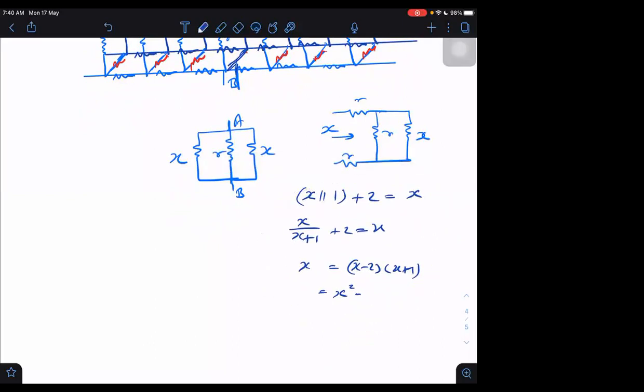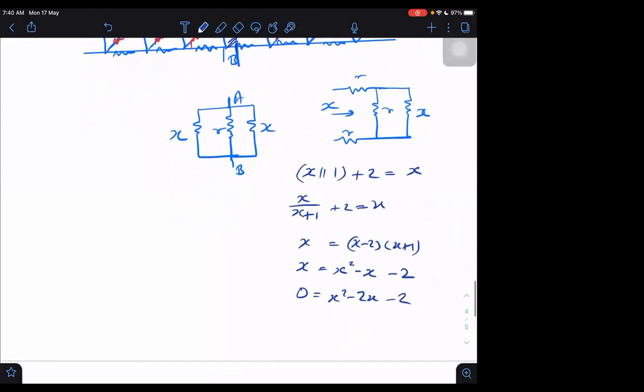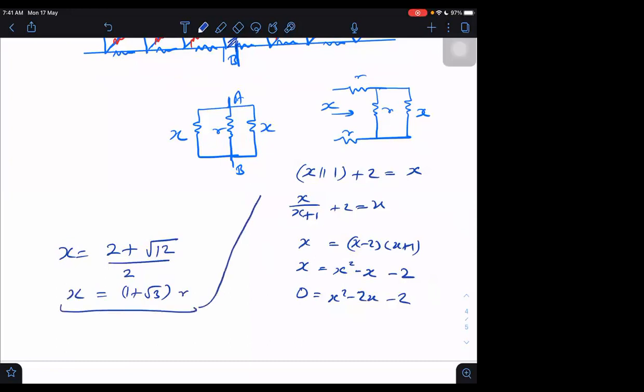So X squared minus 2X minus 2 equals 0. Plus or minus root, so we are getting X is equal to 2 plus or minus root 12 by 2, that is 1 plus root 3. X is 1 plus root 3 into R. This X I have to put here and here.